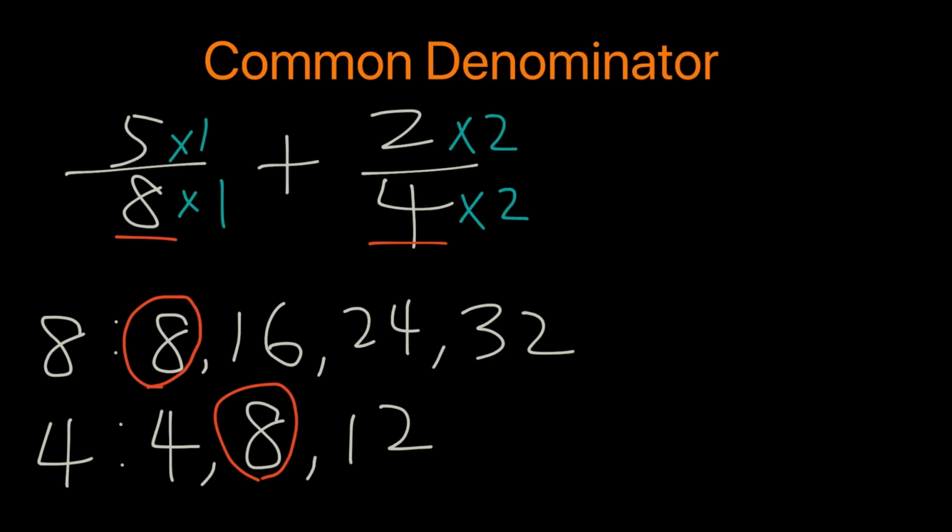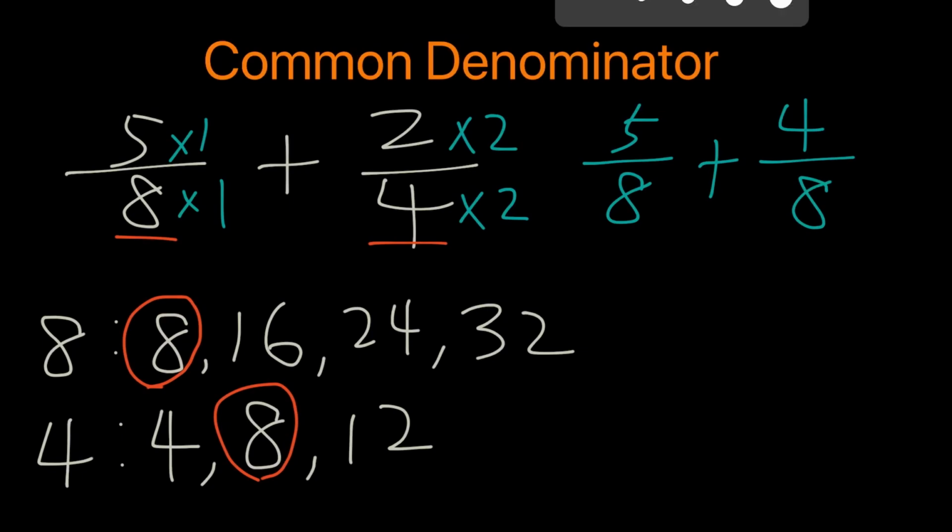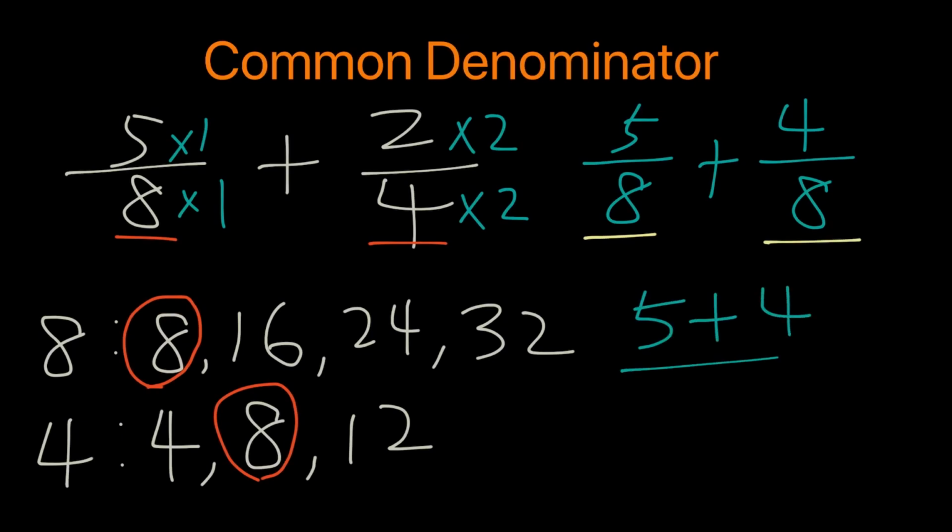Okay, so we can rewrite this as 5 over 8 plus 2 times 2 is 4, 4 times 2 is 8. Now we have a common denominator, and now we can solve this question by taking 5 plus 4 over 8, and that equals 9 over 8.